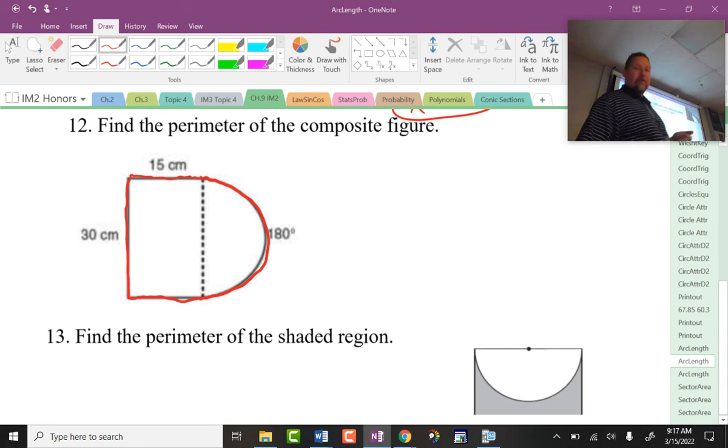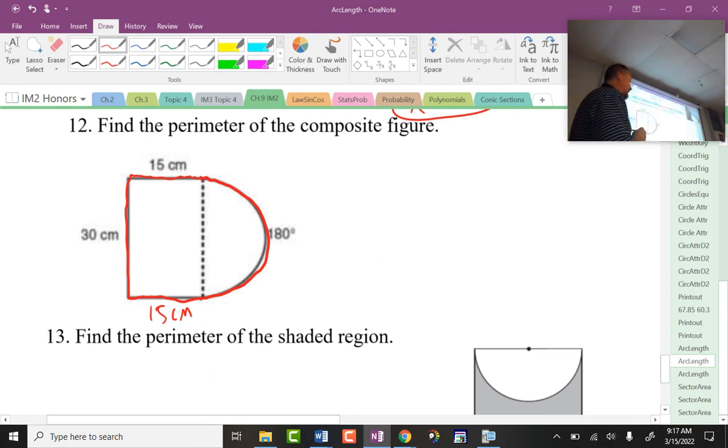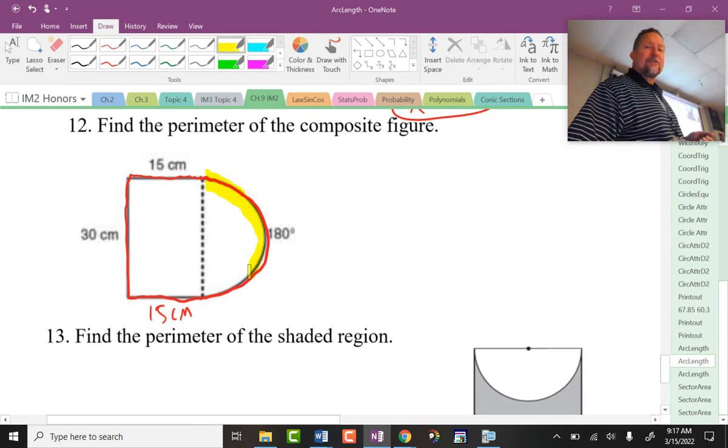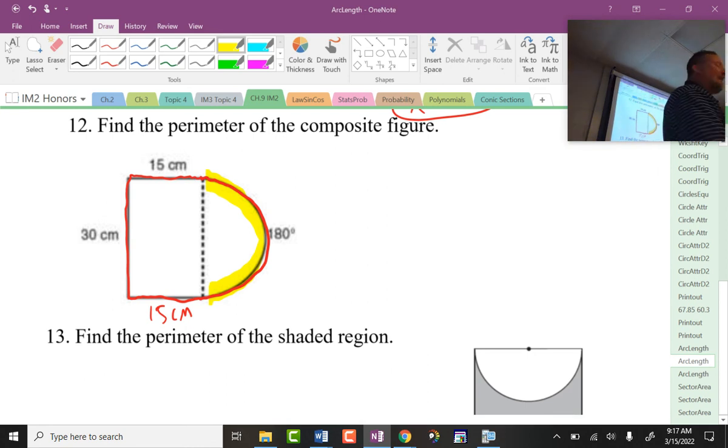But it isn't quite the right dimensions. First of all, you should know that this is 15, assuming that this is a rectangle. We'd have to assume that, from what's given. And then what does this represent? With that angle measure, what part of the circle is that? 3, 2, 1, go. What fraction? 3, 2, 1, go. Half.